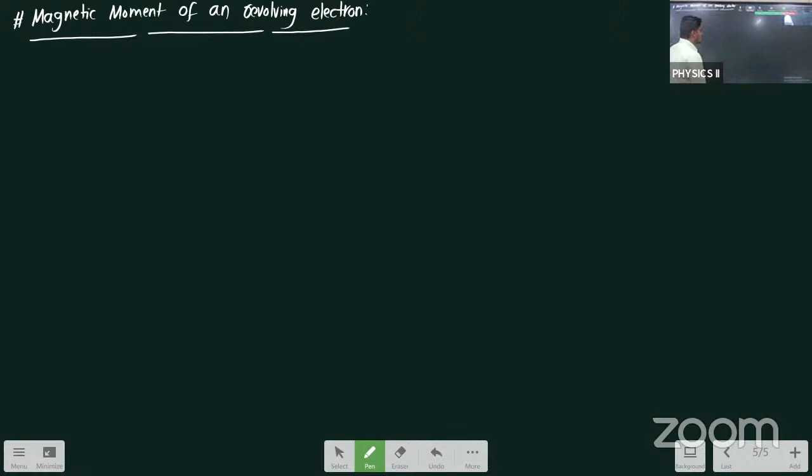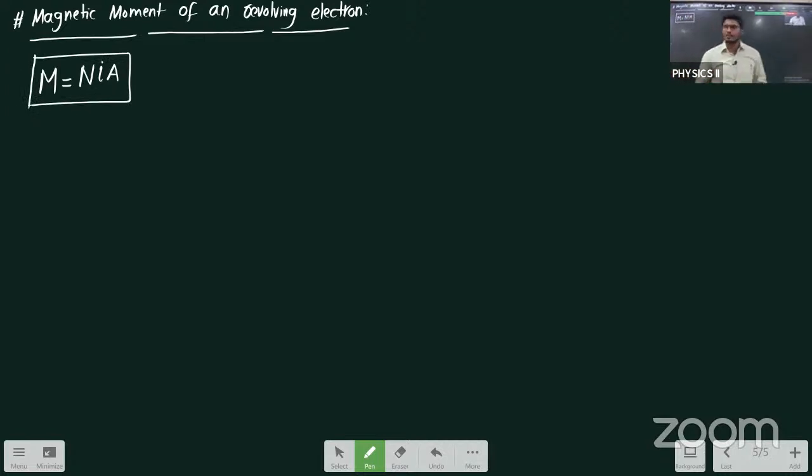So, very easy answer. What is the formula for magnetic dipole moment? Magnetic dipole moment is given as M = N I A. What does N represent here? N represents the number of turns. I represents the electric current and A represents the area. So we are supposed to determine the magnetic moment of a revolving electron.